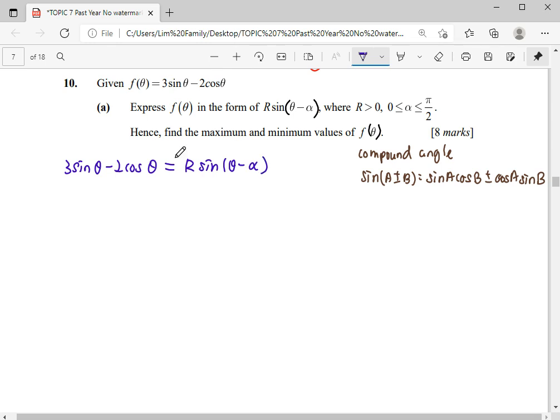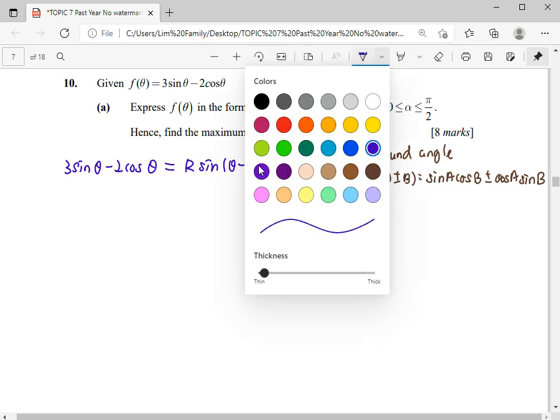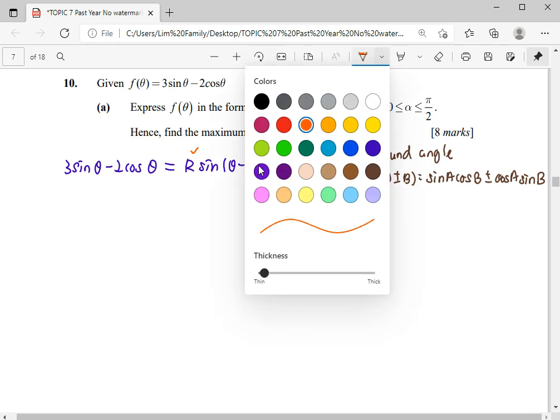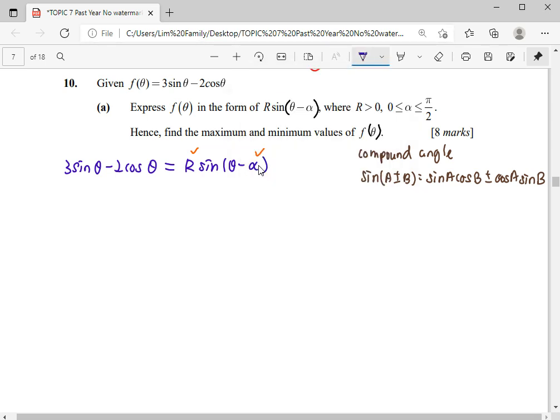Let it be this format. So we want to change these two terms of trigo into a single term of trigo. So when we want to change it to a single term, we have to find out what our R is and what our alpha is in this new format. In order to find R and alpha, we have to expand our compound angle. So you can see our compound angle formula here: sine (A plus B) equals sine A cos B plus cos A sine B.